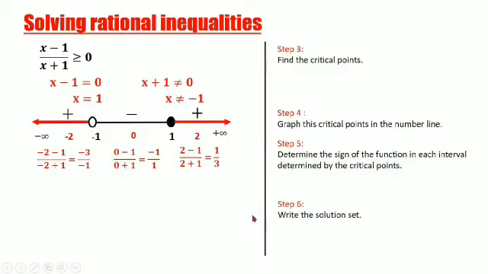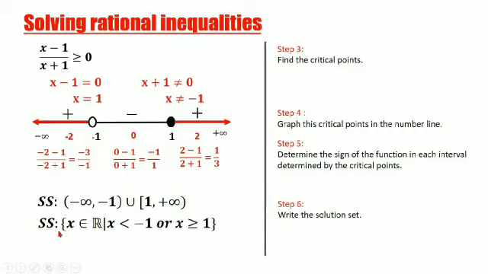So to write it, you can have it this way. Solution set is from negative infinity to negative 1. It is a parenthesis because negative 1 is not included. And then or we have positive 1 to positive infinity. It is a bracket here because positive 1 can be a solution. So that's it. Or you can write it this way.